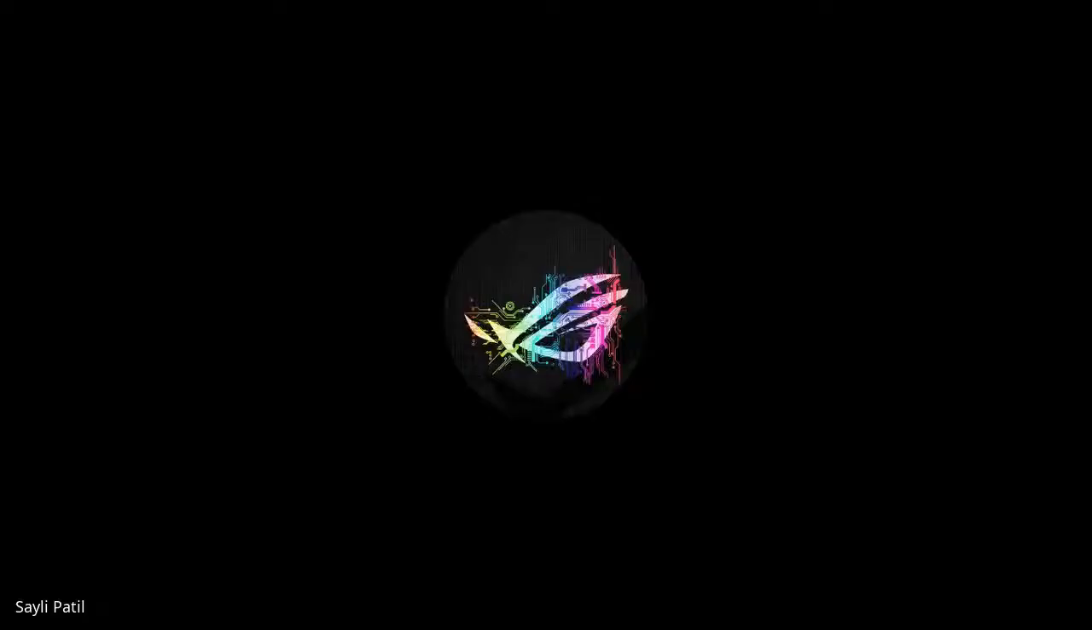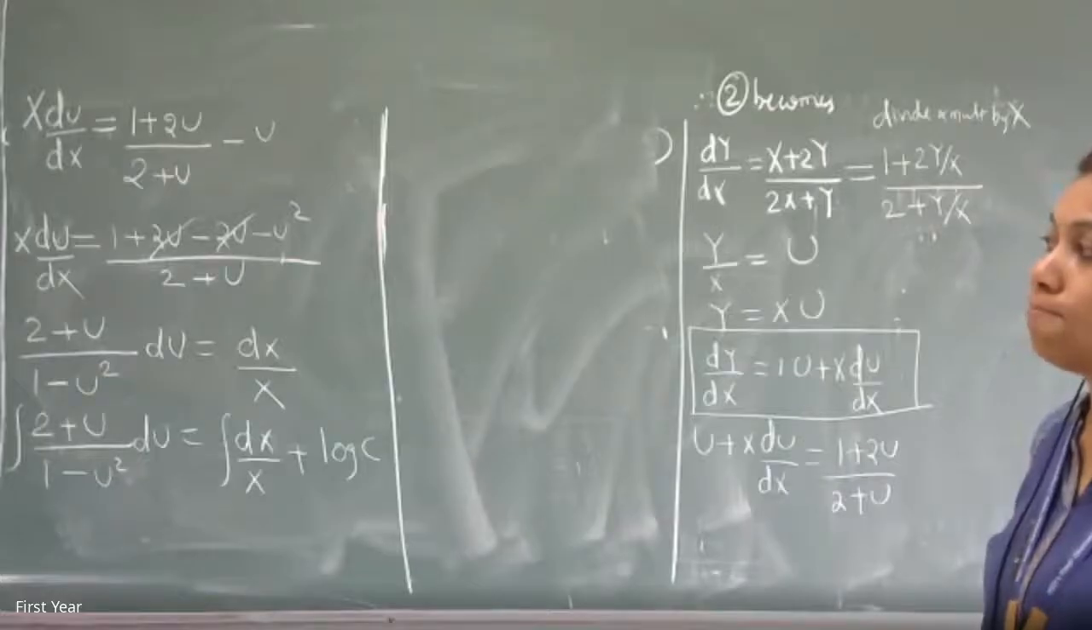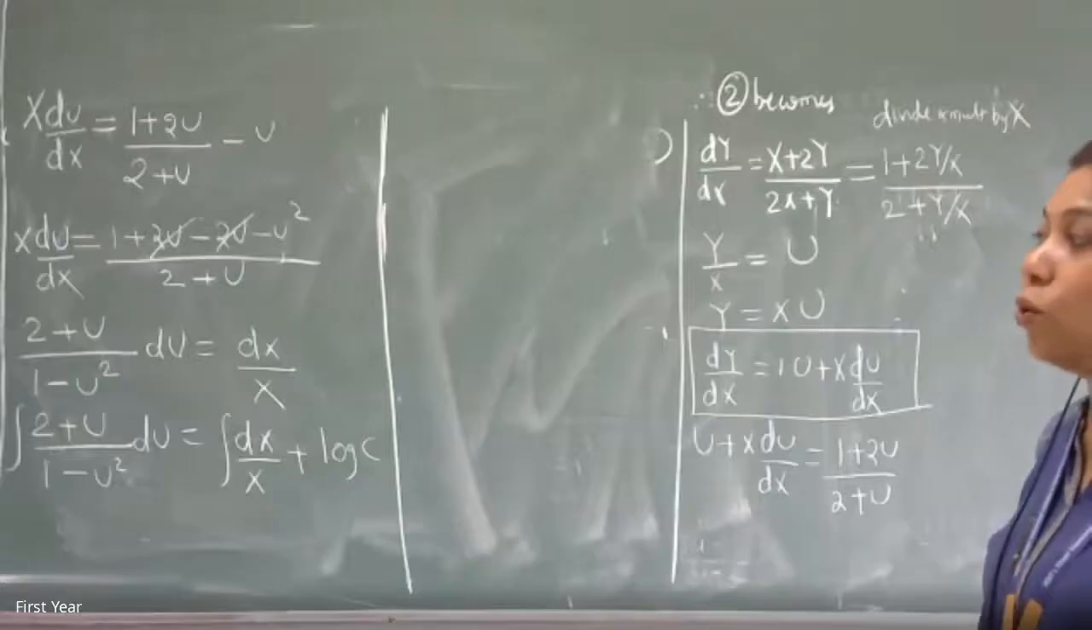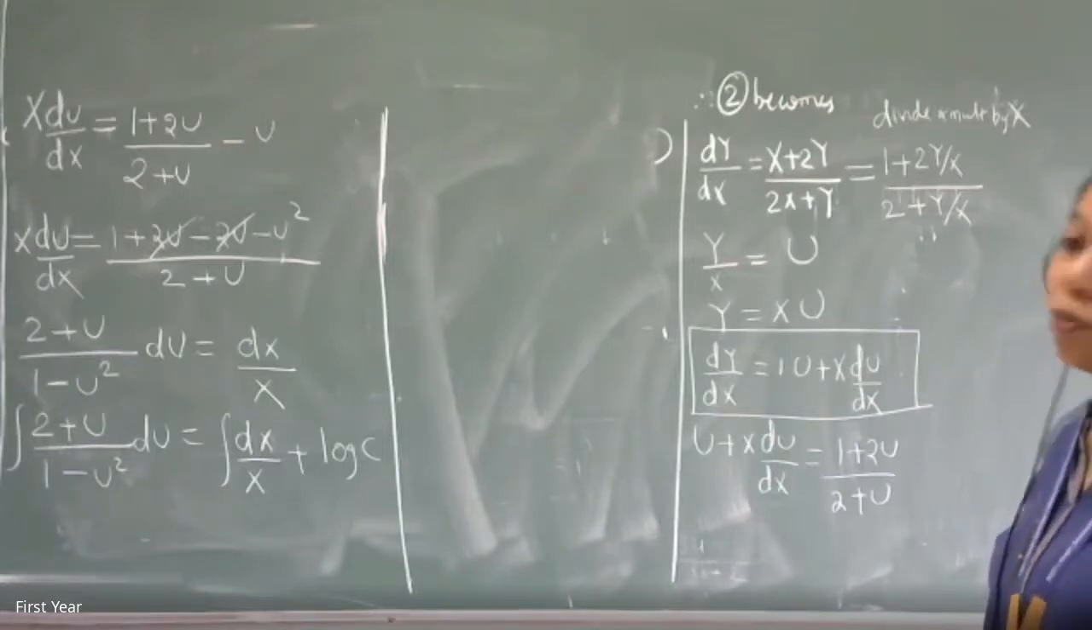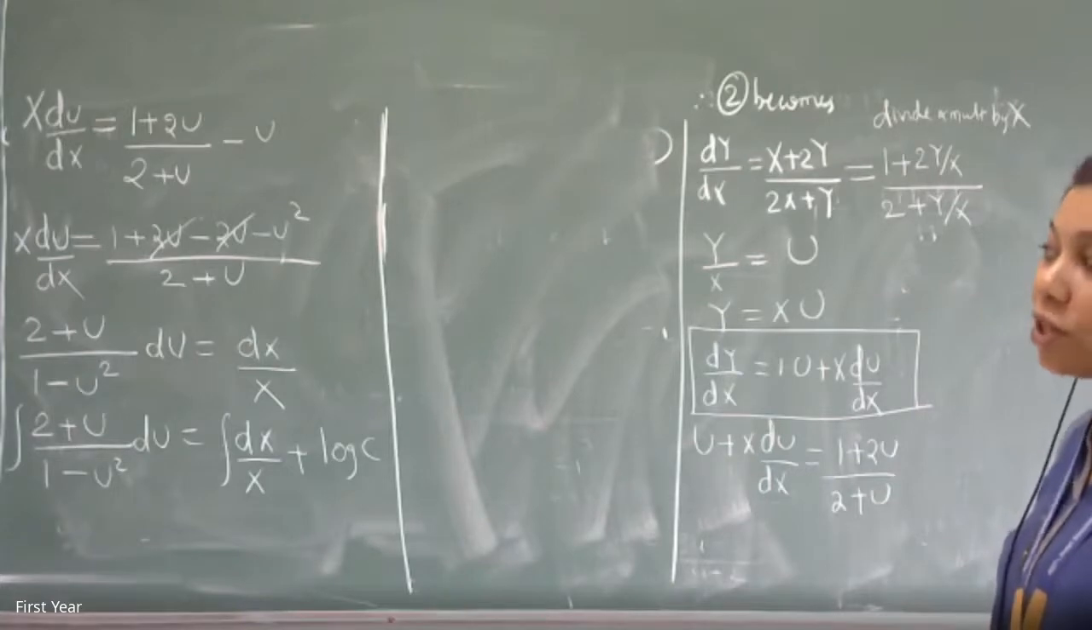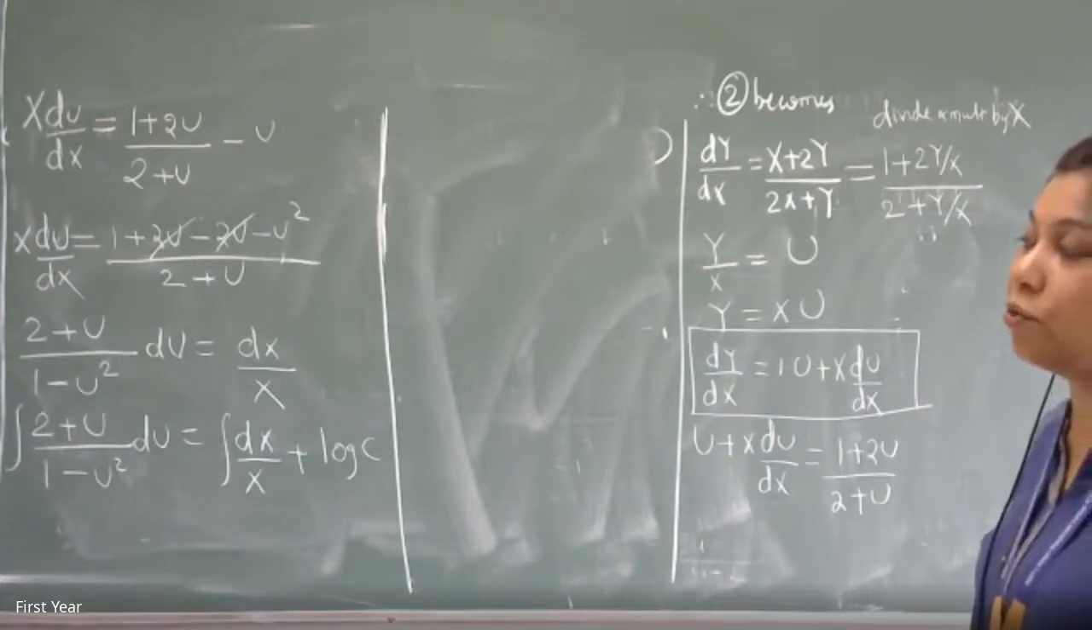Is the answer tan inverse y by x plus log of x minus y upon x square equal to log c? No, there is no tan inverse term. If it were plus, then tan would come. The answer I tell you is x minus y the whole cube is equal to c into x plus y minus 2. So it is such a term, a cubic equation.